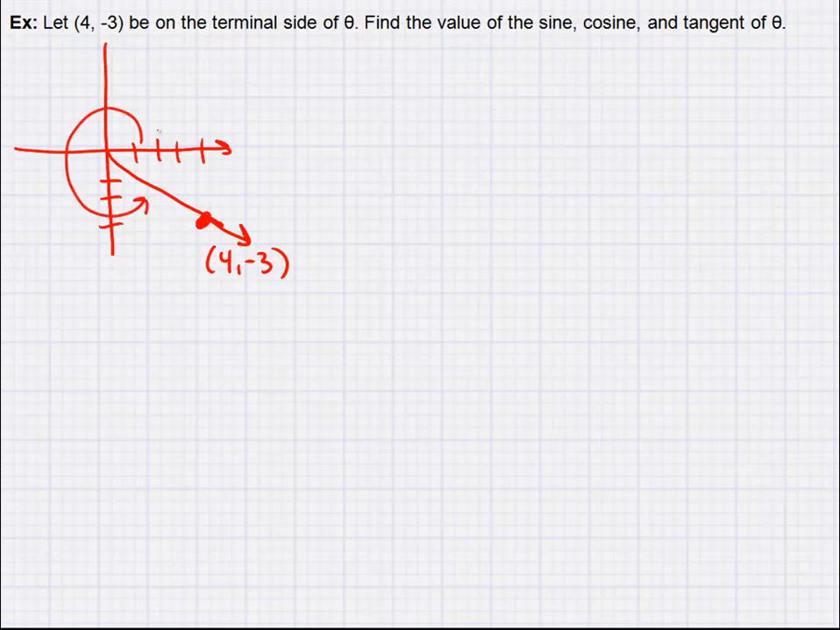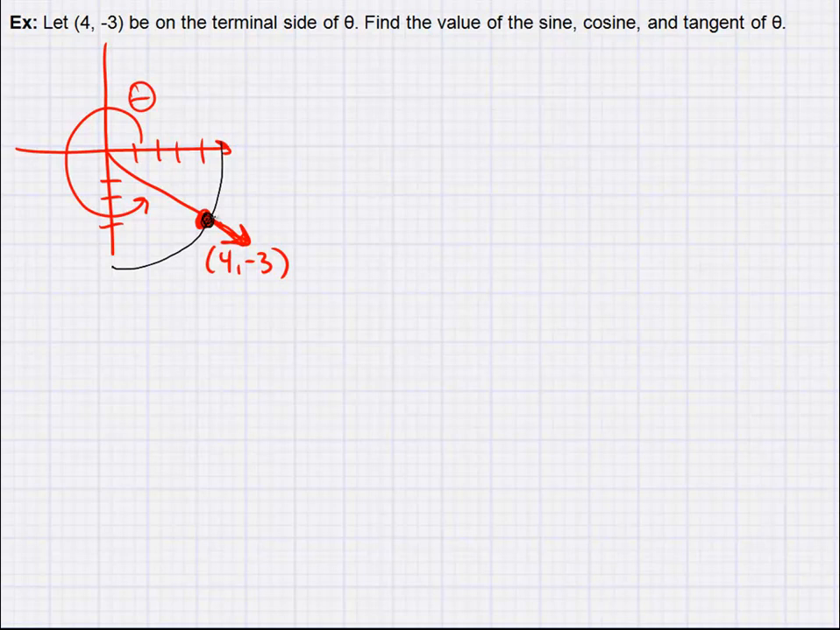So let's just say here's theta. It doesn't matter whether I go clockwise or counterclockwise, I end up here. This is theta. This is the terminal side. And this point's on the terminal side. What you can think of is that there's some circle for which this point lies on, which is also on the terminal side. This is the intersection point.